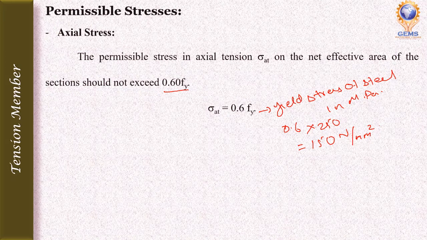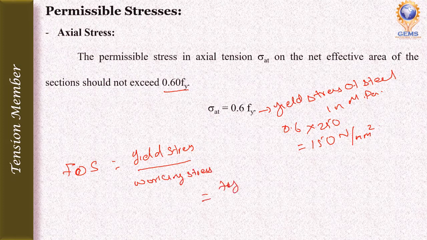But the factor of safety for a tension member is equal to yield stress by working stress. Yield stress by working stress is equal to Fy divided by 0.6 Fy. So it will be 1.66. So the factor of safety is 1.66. So these are the permissible stresses acting on the tension member.